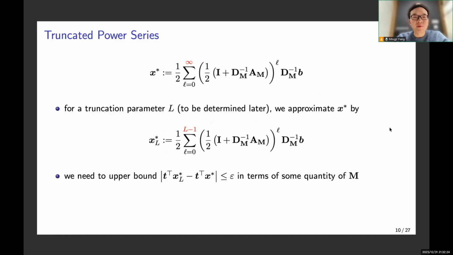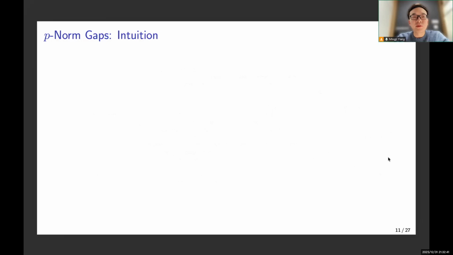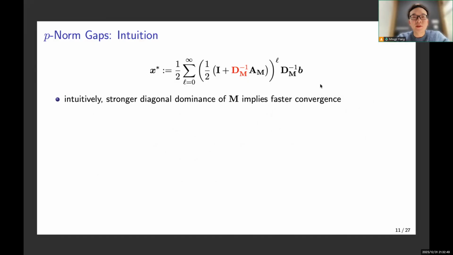So our next step would be to upper bound the truncation error introduced by this in terms of some quantity of the matrix M. And here is where the notion of p-norm gaps comes in. By looking at the expression for X star, we'll notice that intuitively a stronger diagonal dominance property of M would imply faster convergence for this infinite power series, because larger diagonal entries would cause the matrix D inverse to be smaller, and so the power would be smaller for a fairly large exponent L.